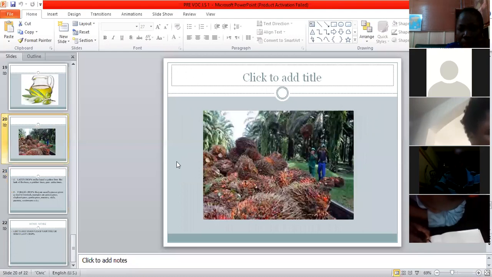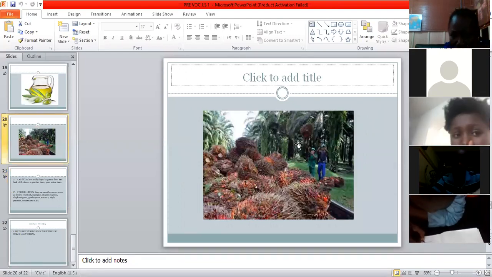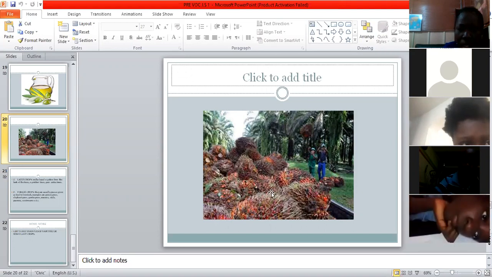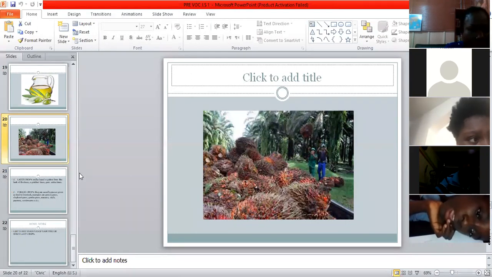Yes, this is a picture of palm kernel. You can see two men taking pictures of the oil palm plantation. These are the trees, but these are the fruits from where we get palm oil from. They are ripe already. So how do they process? They remove all the palm kernels, boil for some time, and extract the oil from them.